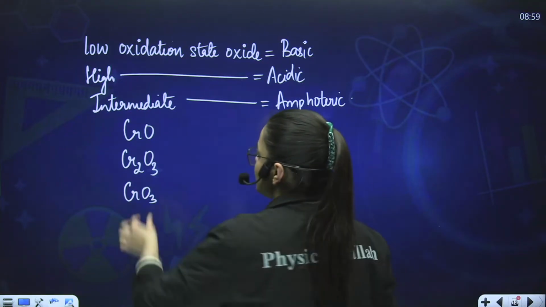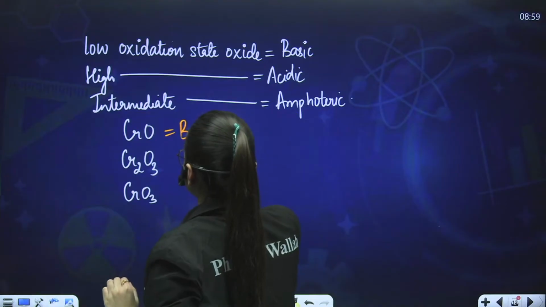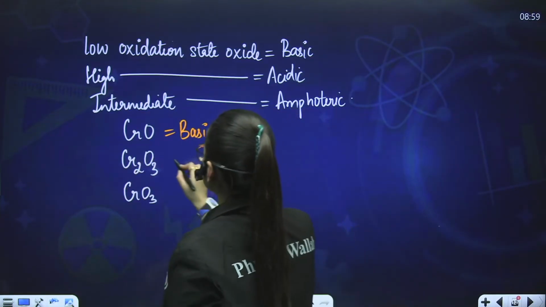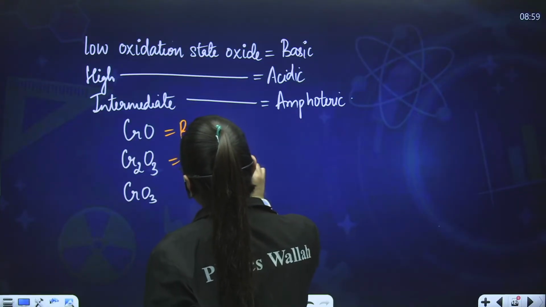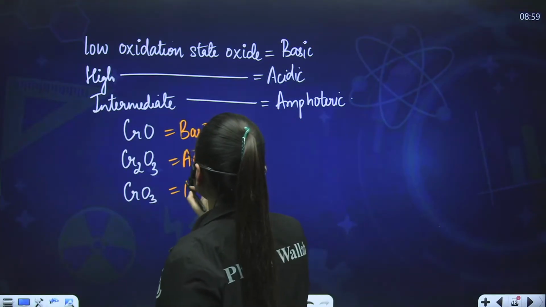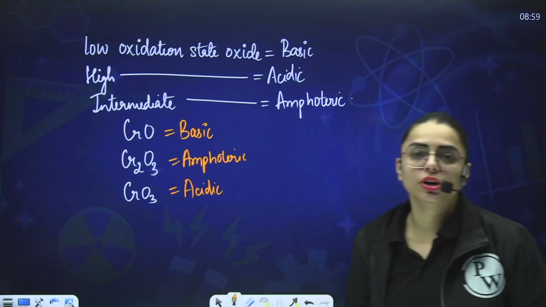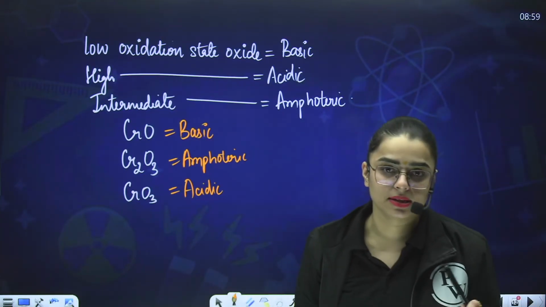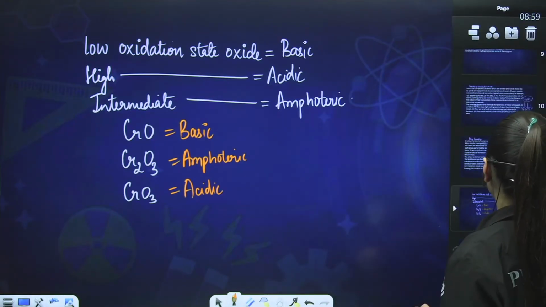So now how will you tell? Here it is +2, a low oxidation state, so it will be basic in nature. If it is Cr2O3, that means it is intermediate, so it is amphoteric in nature. And over here, chromium is present in the +6 oxidation state, so it is acidic in nature. Are you getting my point? In this way, you can easily tell which kind of oxide it is. Is it clear? Now we shall move on to the compounds topic.